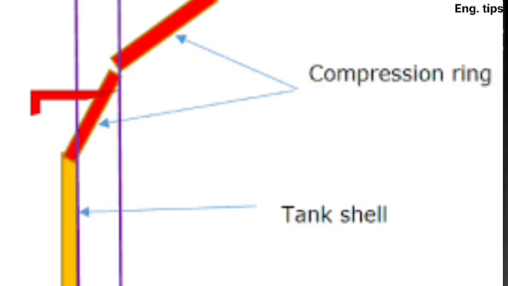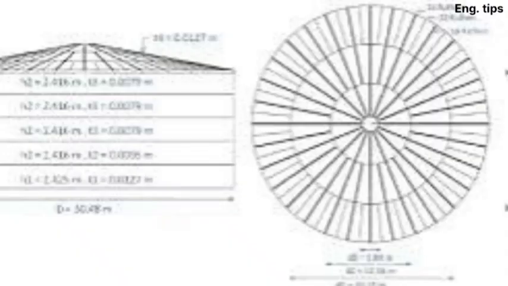So the compression ring runs throughout, right? Throughout means the full top circle of the shell, the top portion. Yes, full circle. It will have a width of about 400, 500, or 600 mm. It will be on both sides, on the top shell and also the roof plate.